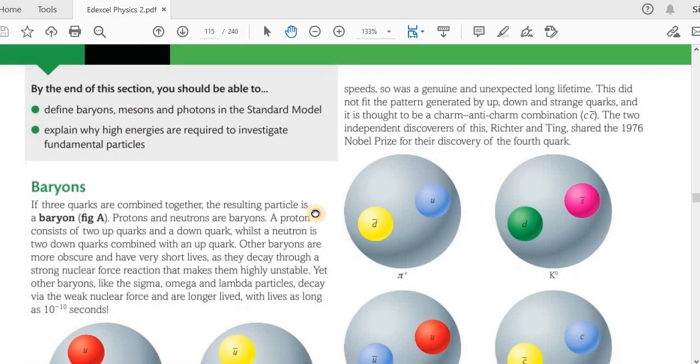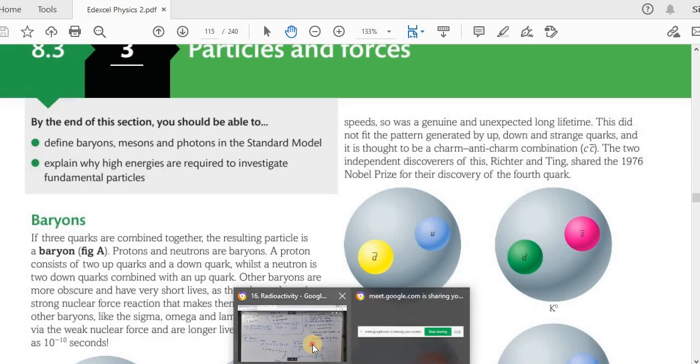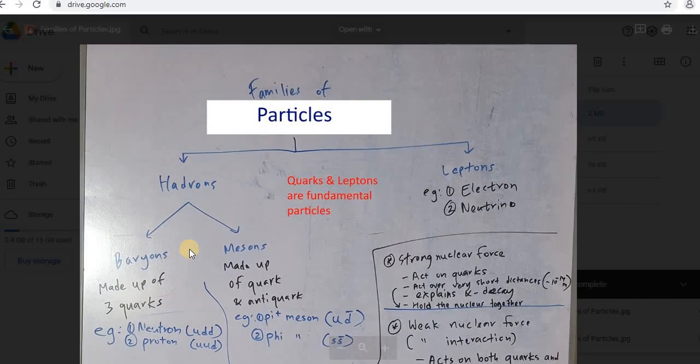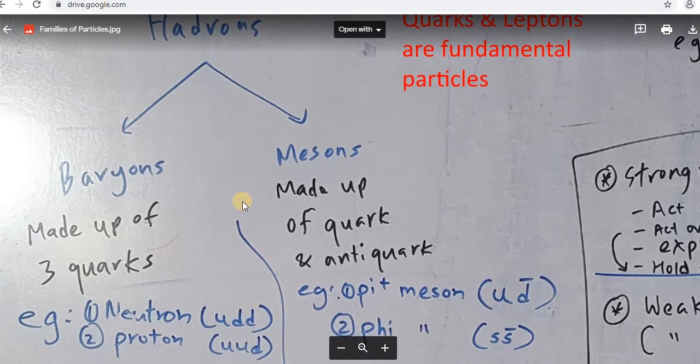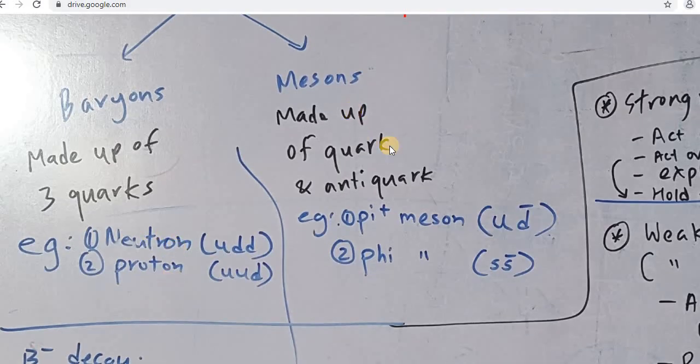So, I think I showed you the classification for baryons and mesons. All of them are classified under hadrons. So here, if you go back to the notes, we have families of particles, and then we have hadrons and leptons. Now under hadrons, you have baryons and mesons. Baryons are made up of 3 quarks. Mesons are made up of a quark and an antiquark. Examples of baryons are neutron and proton. Examples of mesons are pi plus meson, which is made up of an up quark and an antiquark, which is the anti-down quark here you see. And then phi meson is made up of a strange quark and an anti-strange quark.